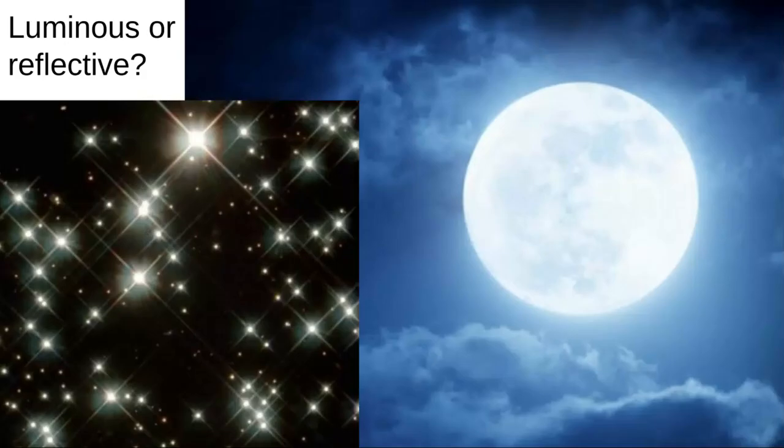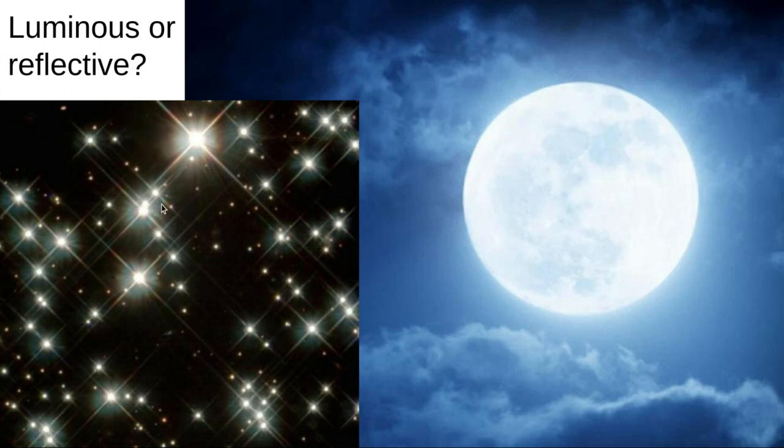Okay. Now, just worth noting at this point, the difference between what we call luminous or reflective. Luminous is a word that means to emit light, okay? So something like a light bulb would be luminous. It is emitting light. And here's a picture, again taken by the Hubble Space Telescope, of some stars, and they are emitting light. They're actually giving light off. So we call them luminous.